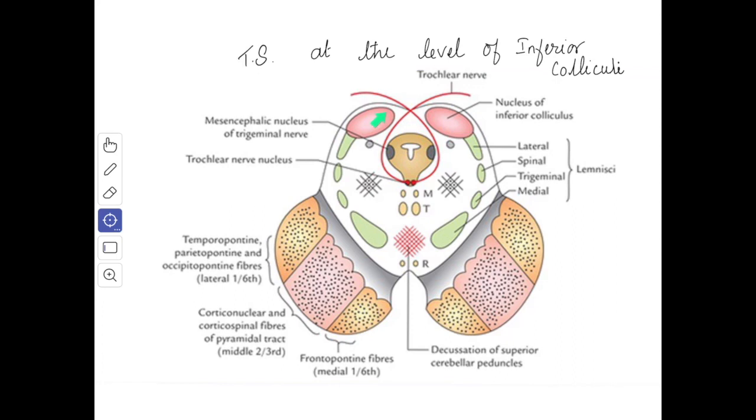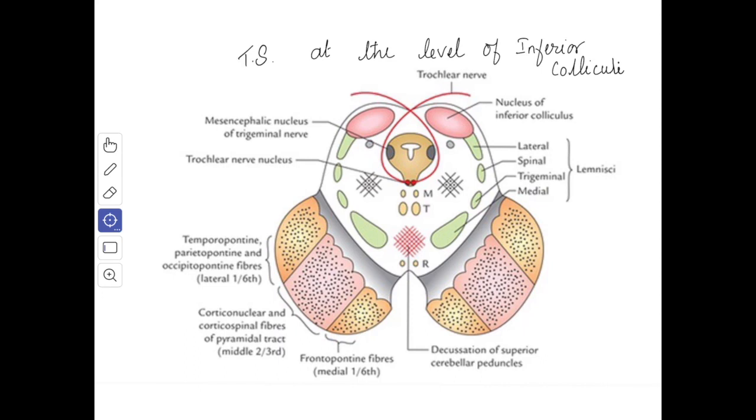Then you have an ovoid mass of gray matter underneath the inferior colliculus, forming the nucleus of the inferior colliculus. It receives the afferent fibers from the lateral lemniscus and gives the efferent fibers to the medial geniculate body through the inferior brachium. The next gray matter is the substantia nigra, which we have seen already. Then you have the reticular formation, which is smaller than that in the pons, situated ventrolaterally between the medial lemniscus and the central gray matter.